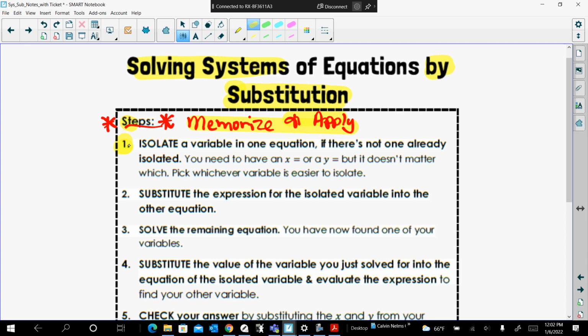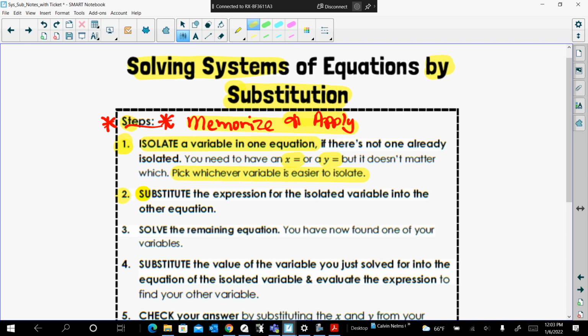Step 1 says isolate a variable in one equation if they're not already isolated. So basically, you just need to isolate a variable in one equation. To isolate it, it needs to look like x equals or y equals. Are y'all following the key information? That means you pick whichever variable is easier to isolate. So you will have to be able to look at the equations and pick the easier one. That's step 1. No additional information.